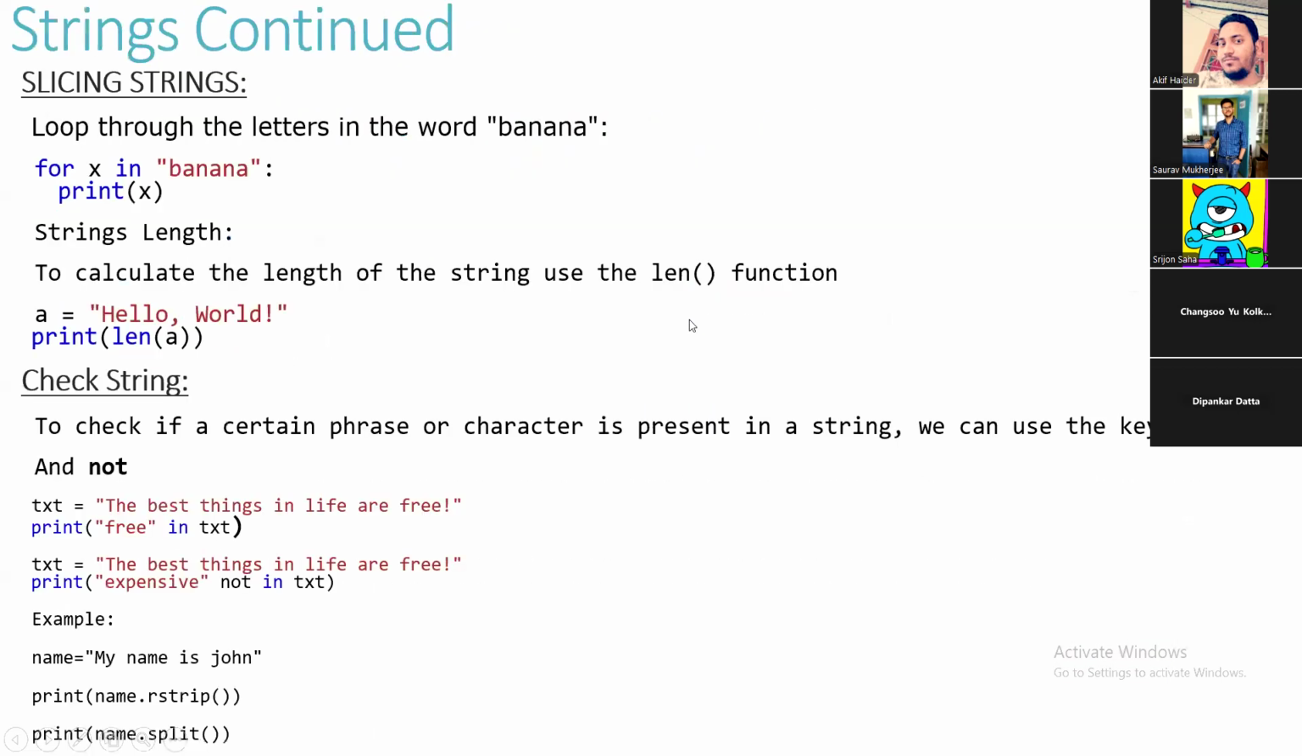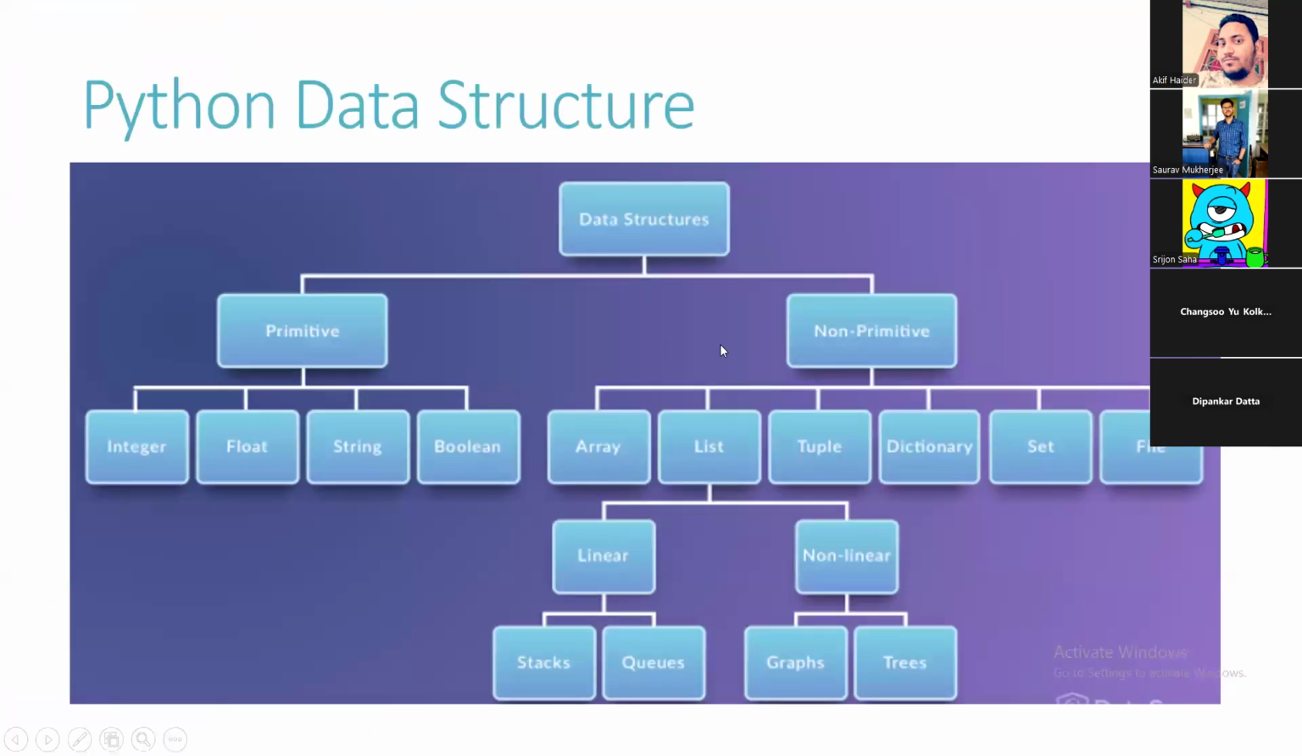So this is a very interesting part in Python. This is the total data structure of Python. So what is the total data structure? One is the primitive data structure. Another is the non-primitive data structure. The primitive data structures are integer, float, string, and boolean, already discussed.